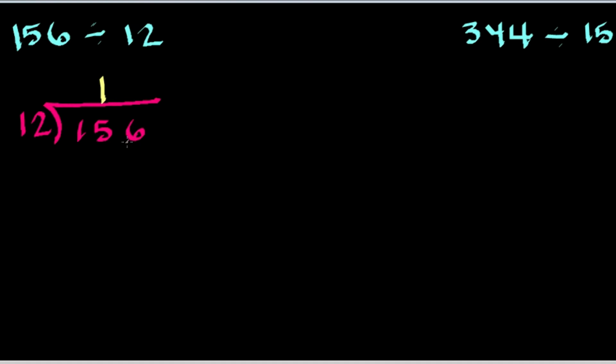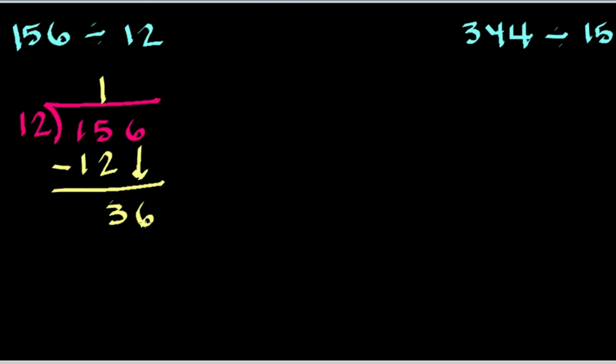So now I multiply, following with the phrase, I multiply 1 times 12, which is 12. I'm going to write it down here. And after dividing and multiplying, our next step is to subtract. So we have 15 minus 12, which is 3. I write down my number 3 there. After subtracting, I must bring down. So I bring down the 6. And now I have 36.